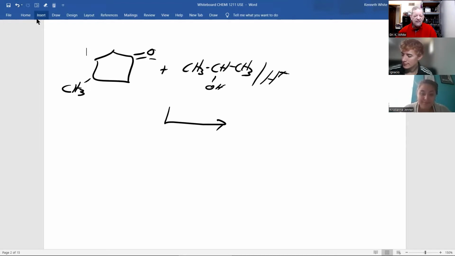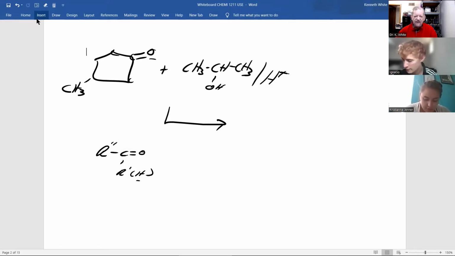You have an oxygen double bonded to this carbon, carbons here and here. This is a ketone. It's in a ring, and Dr. White loves ketones and rings. I did my PhD thesis on those. And we have a ketone. It could have been a hydrogen, an aldehyde, it's not.